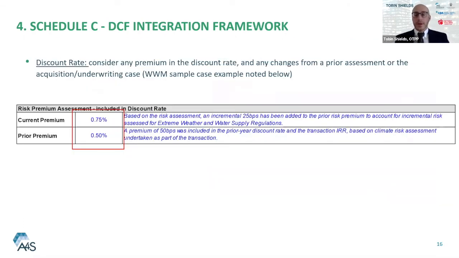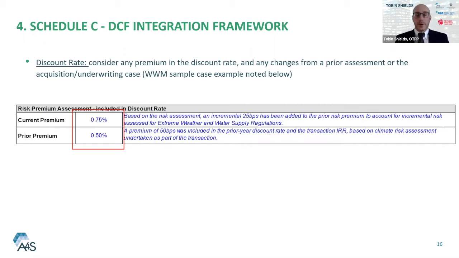It's important to consider any premium or discount within the discount rate related specifically to climate change and how this may have changed from any prior assessment. For example, the underwriting or acquisition case or any other reference transactions could be used to calibrate a climate change premium or discount to be included in the IRR or discount rate upon acquisition, which can then be tracked over time, similar to a company-specific risk premium or an alpha.